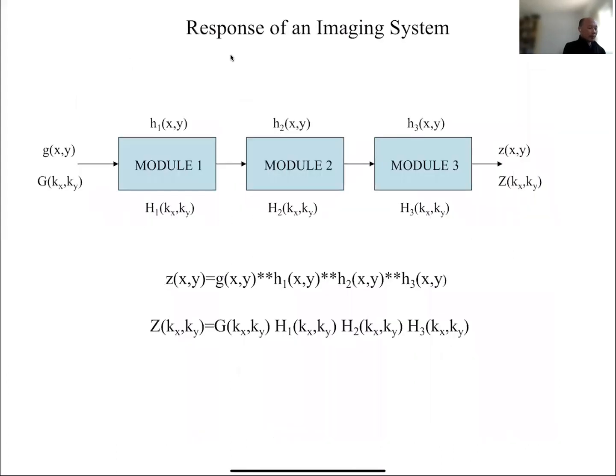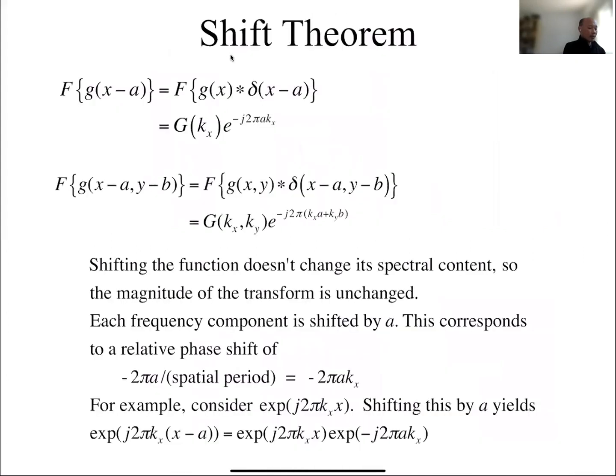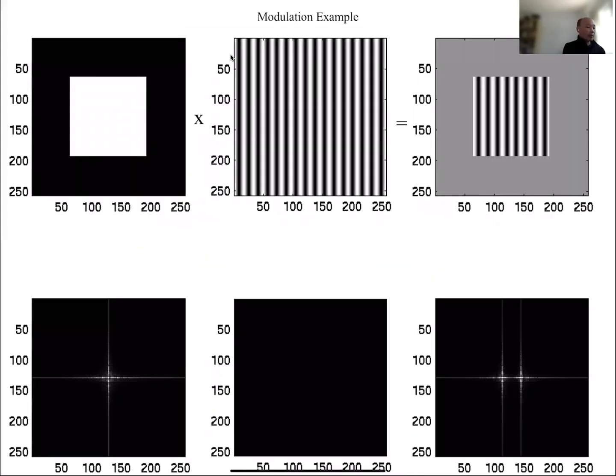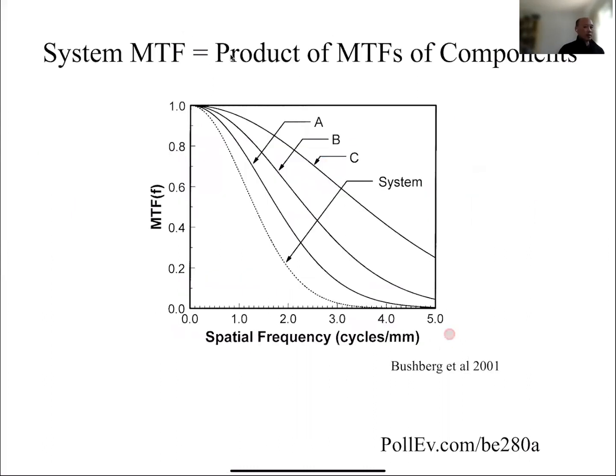Okay. So I think we have a few more examples. Shift theorem. Let me just go through these fairly quickly. One thing you might come across a lot is you might have many modules that you hook up together, in which case the output of the system is just the input convolved with the first module, convolved with the second module, convolved with the third module. And that means that in the Fourier domain, I'm just multiplying these together.